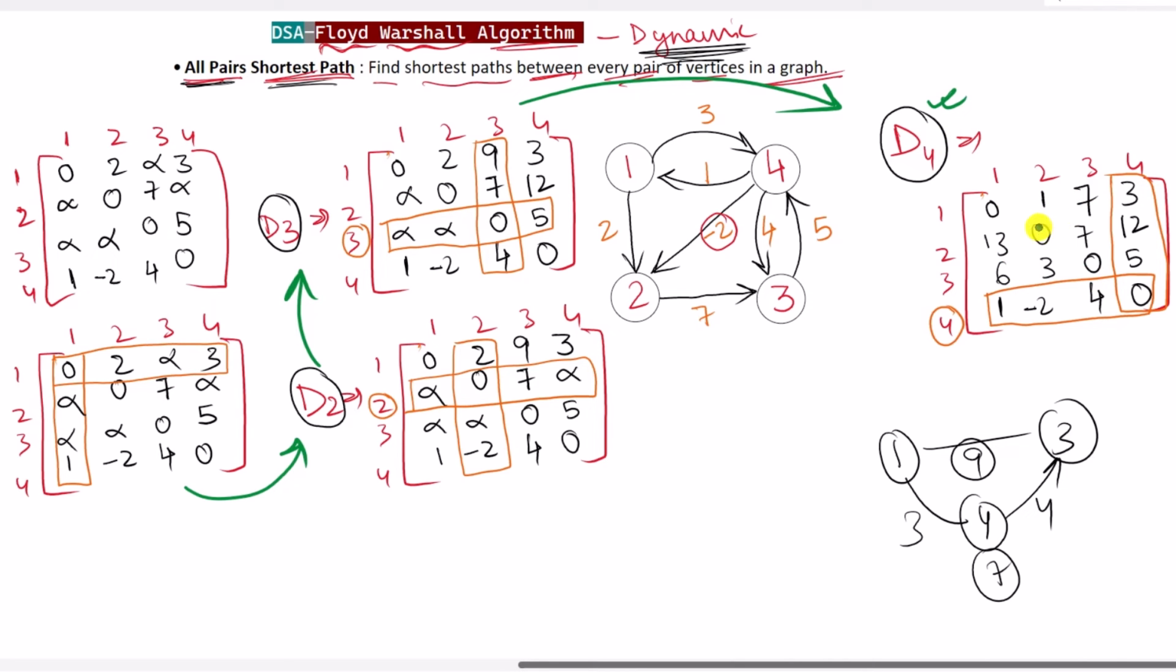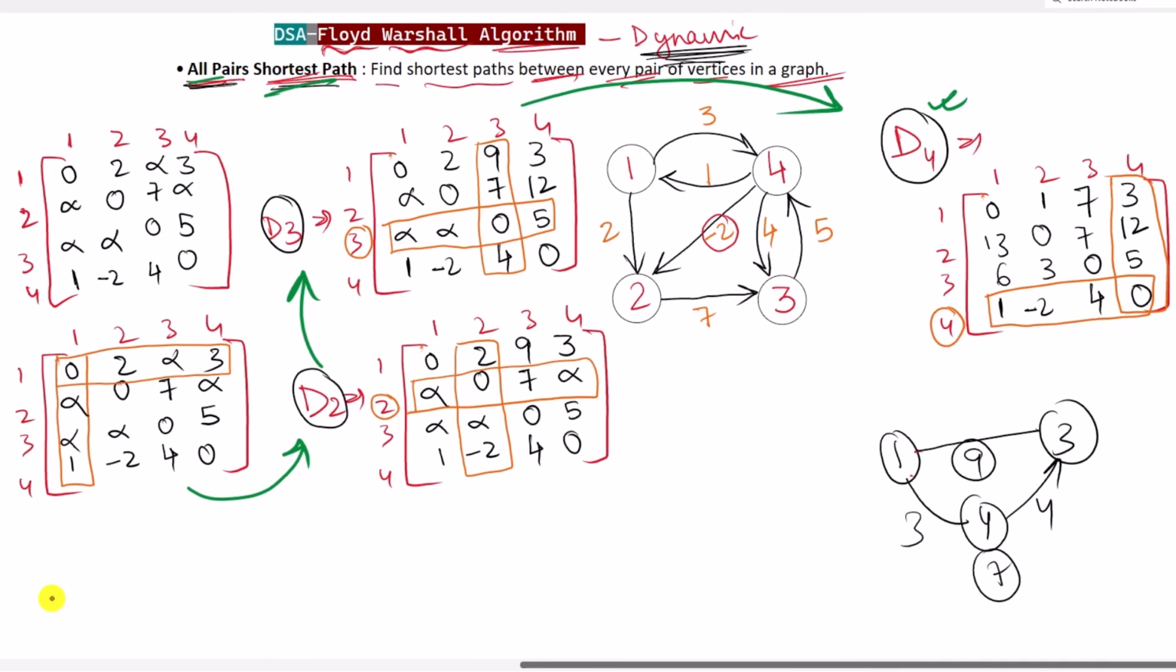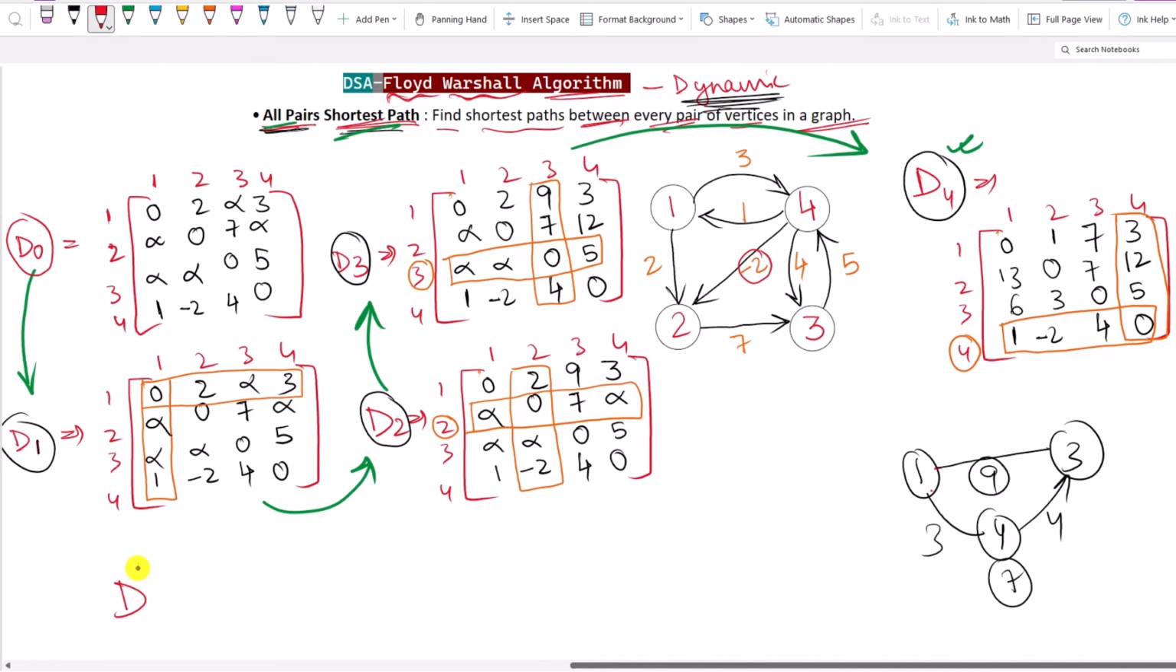So from this matrix we can find the shortest path between all of the different pairs. So here is our formula. Suppose we are computing the position I, J of a matrix. In that case, dk is our matrix, that is the current matrix. To compute that, we have to look into our previous matrix. That means we're gonna find the minimum in our previous matrix, which is k minus 1. So because that is d1, we have to look into d0. Similarly, to compute d2, we have to look into our previous matrix d1.